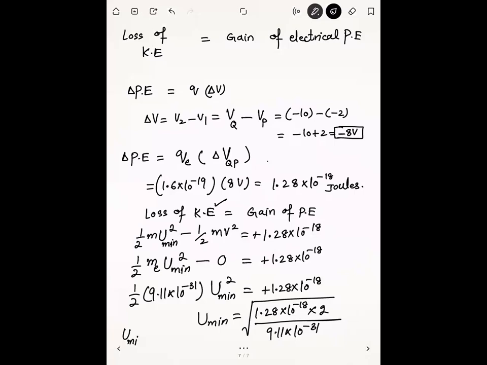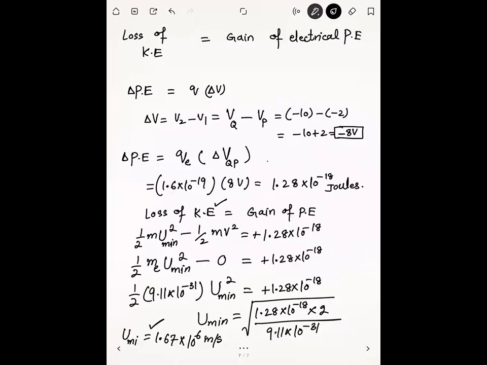What we'll get is 1.67 into 10 power 6, and the unit will be meters per second. So this is the minimum value of speed that we are achieving for the electron that is moving between these 2 points. Students, these were some examples about conservation of energy.